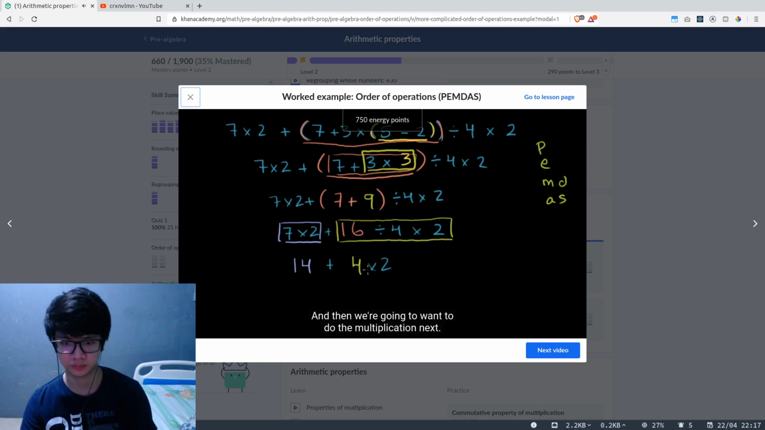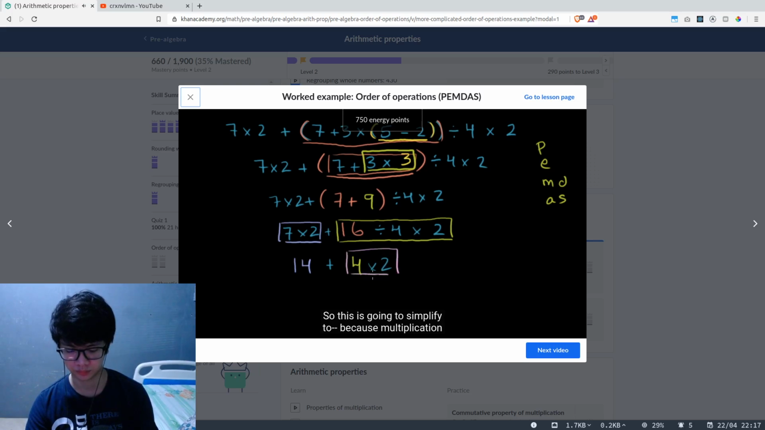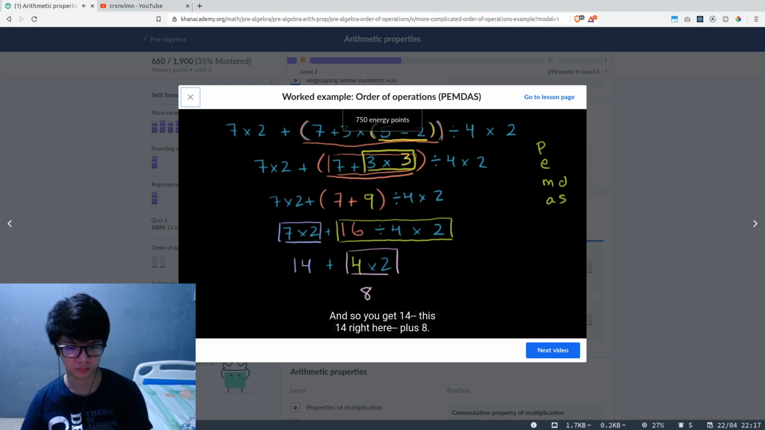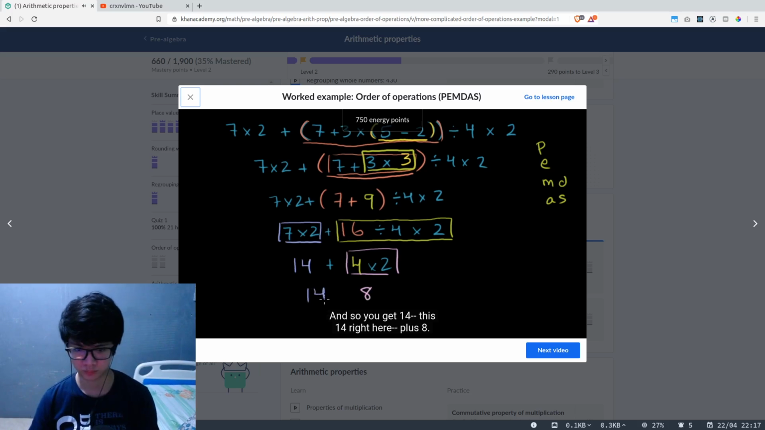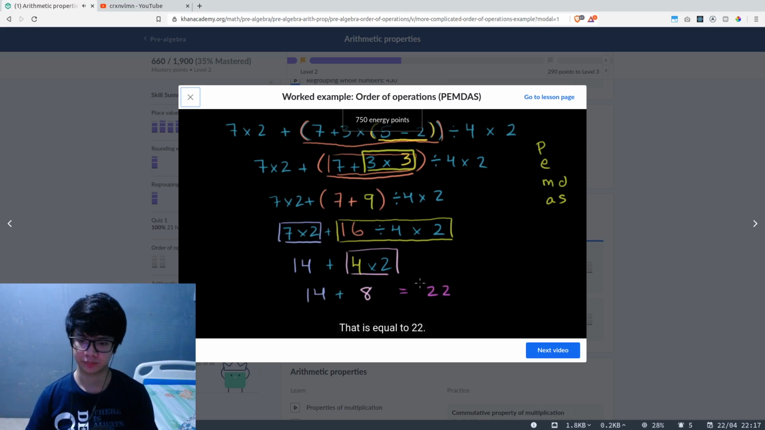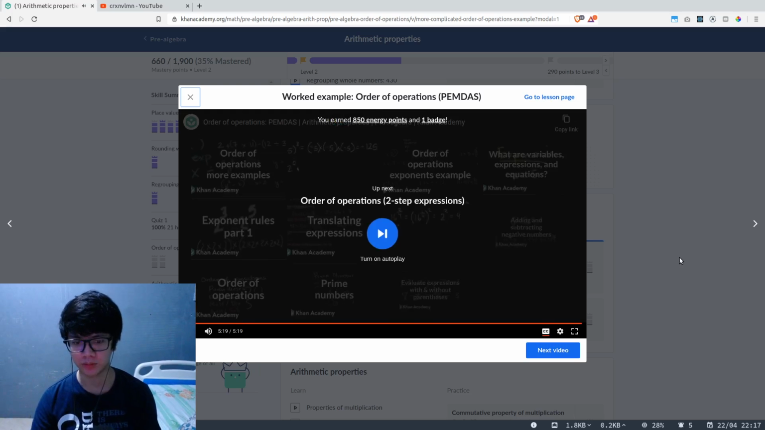And then we're going to want to do the multiplication next, because multiplication takes priority over addition. This simplifies to 8. And so you get this 14 right here plus 8. And what's 14 plus 8? That is 22. And we are done. Cool.